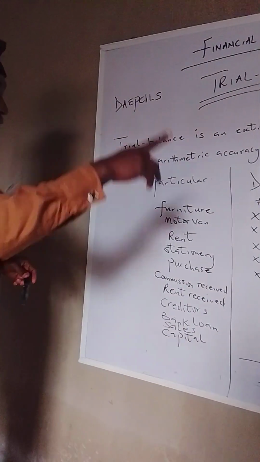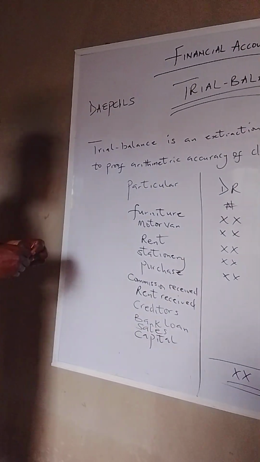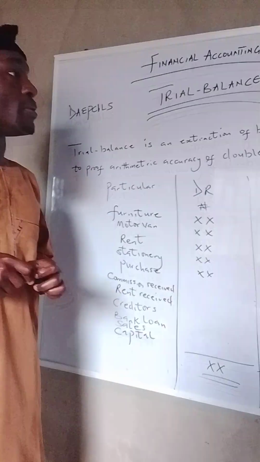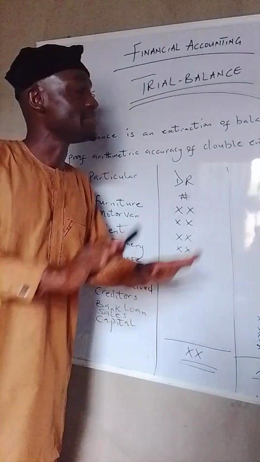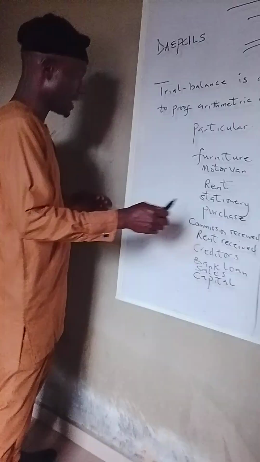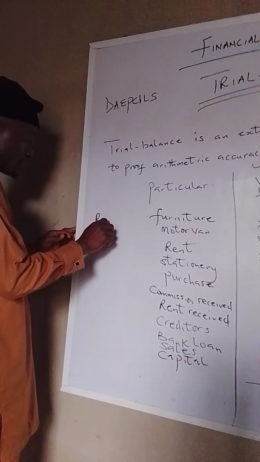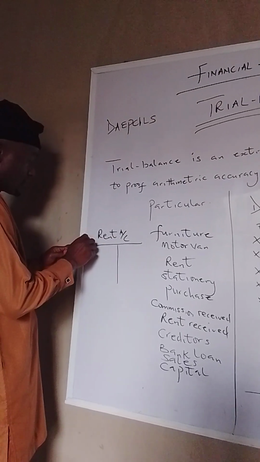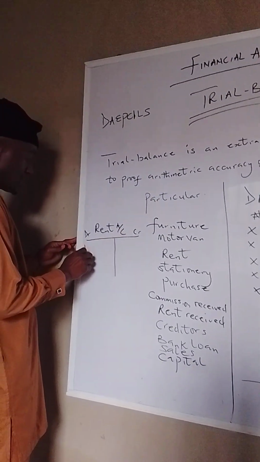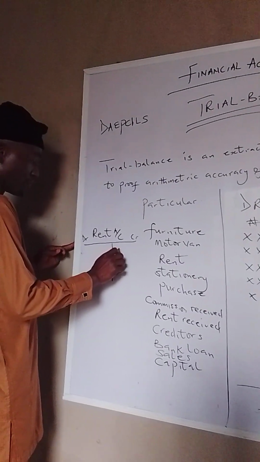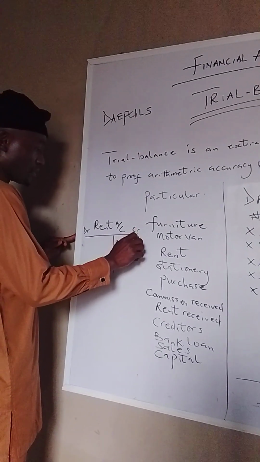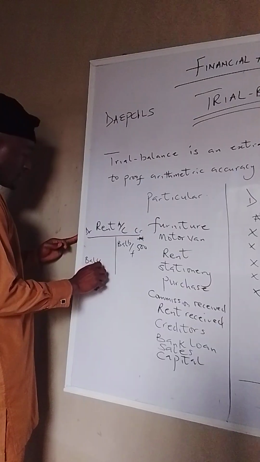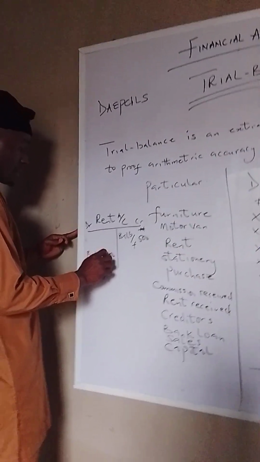Now, what do we call a ledger? A ledger is the principal book of accounts where all our balances, all our accounting, are permanently recorded. That's the meaning of ledger. A ledger is something like this. Let's say we have a rent account. This is an example of a ledger. And we have balance brought forward here, let's say 500 naira, and balance carried down here, let's say 400 naira.